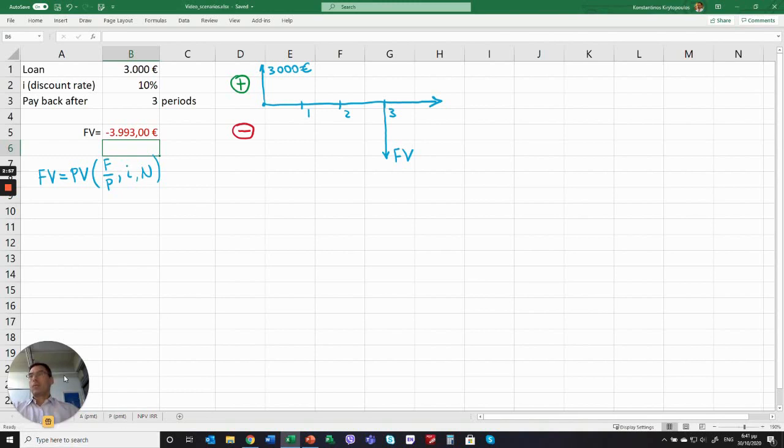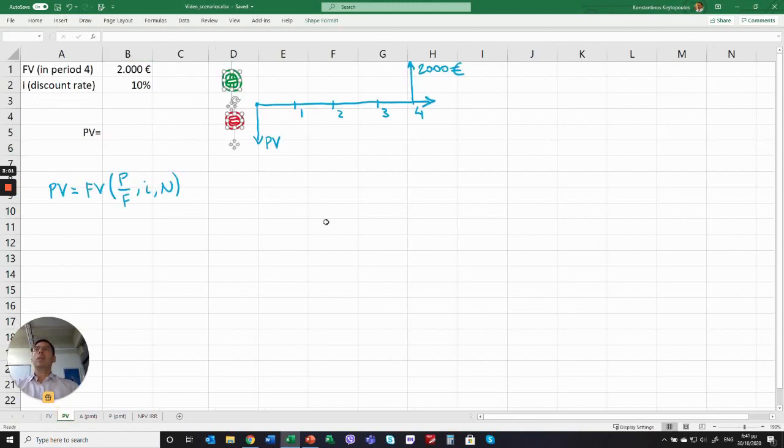The second one would be the present value. So in this example, let's suppose that you need to receive 2,000 euros in 4 periods from now. Again, the discount rate is assumed to be 10%. So the question is, how much money do you need to deposit today so that you can get 2,000 euros in 4 years from now? You're going to find this with the present value formula.